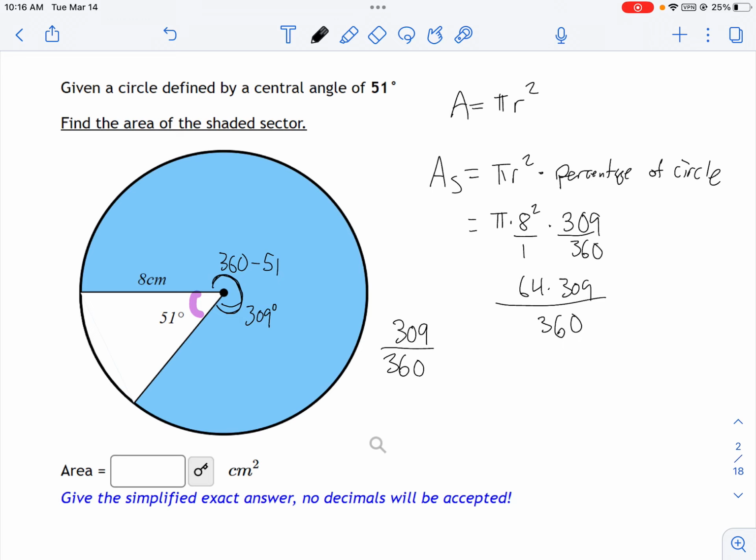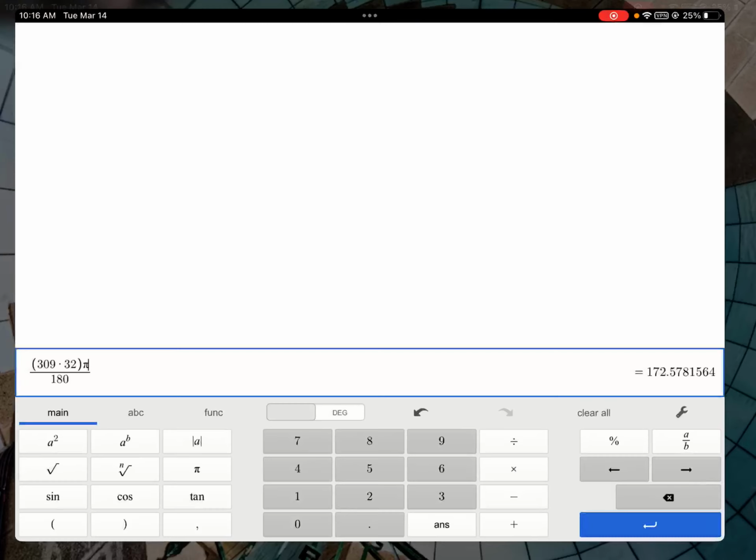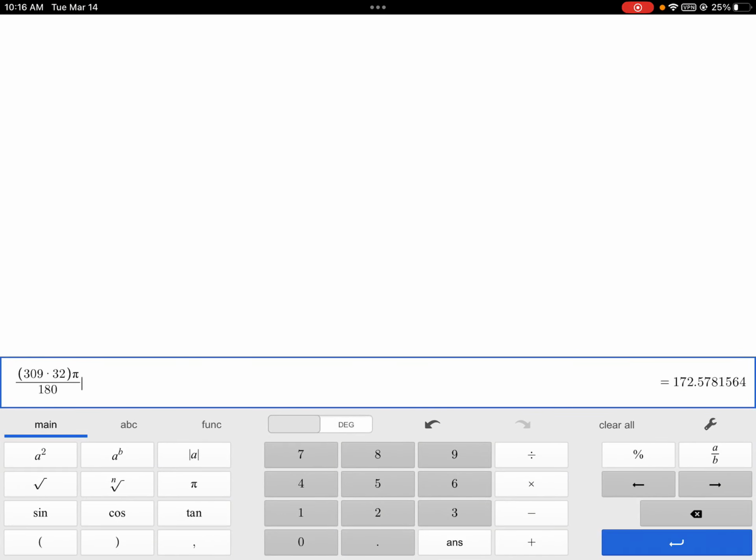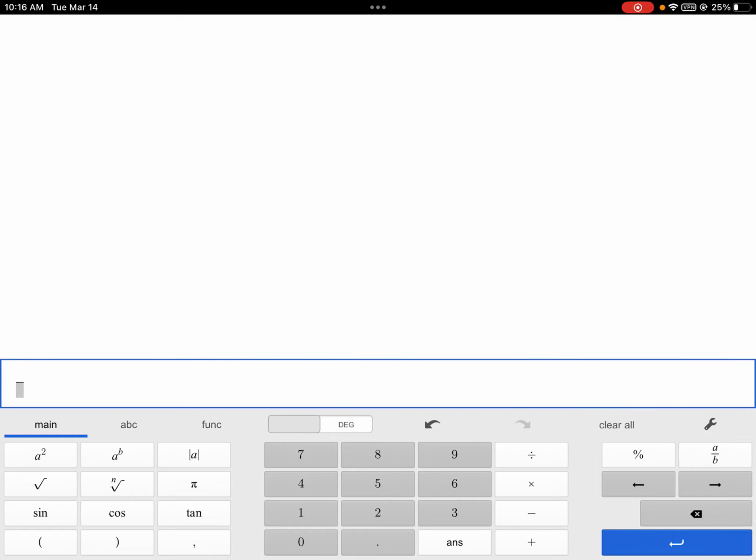The reason why is that's over 1. Fractions go straight across, and the pi is in the numerator as well. So now we have 64 times 309 all over 360. You could simplify this by hand, totally, absolutely possible. I'm just going to use a calculator to make it a little faster for us. We have 309 times 64 all over 360.